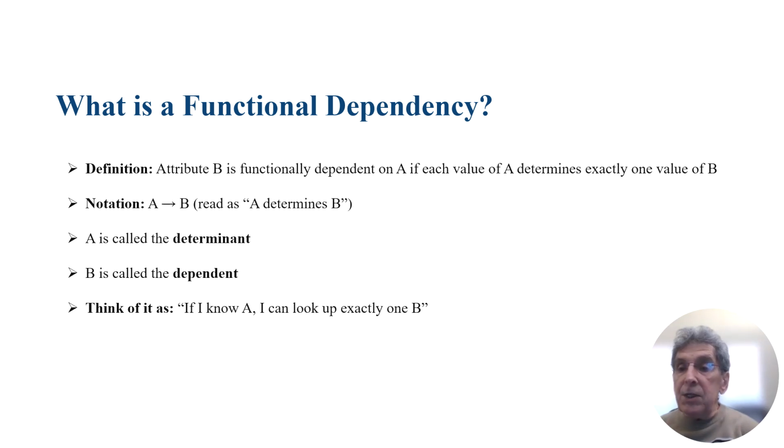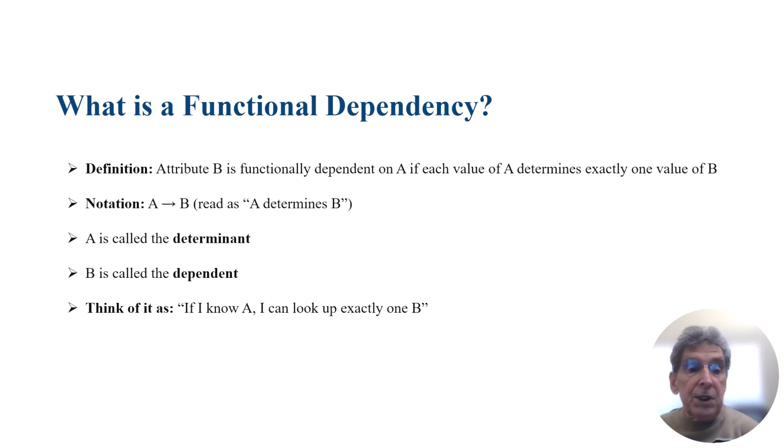In this notation, A is called the determinant. It is the attribute doing the determining. B is called the dependent. Its value depends on A. Here's a simple example from everyday life, your Social Security number. It determines your name. If I know your Social Security number, I can look up exactly one legal name associated with it. Social Security number pointing to a name is a functional dependency.